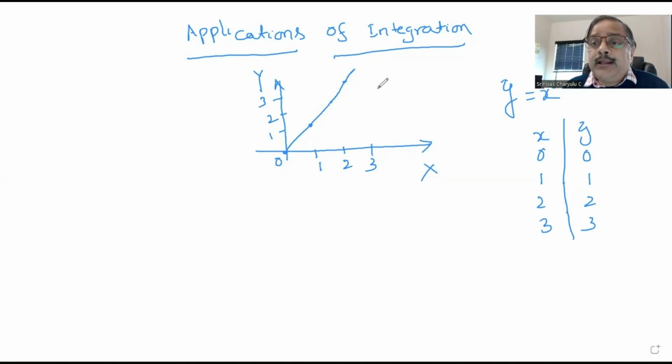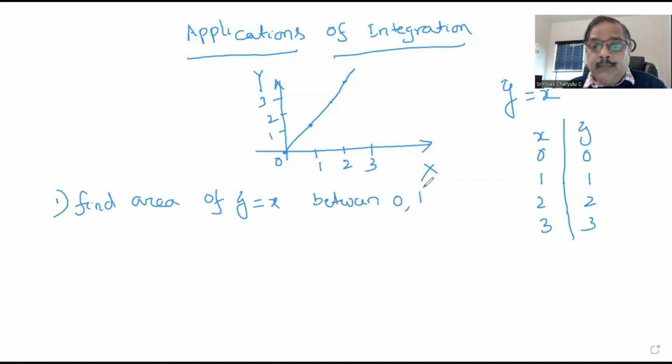Now I want to find the area under this curve, between let us say 0 and 1. I'm just writing down here: find the area of y is equal to x between 0 and 1. So 0 and 1 means x equal to 0 and x equal to 1. This is the interval. Within this interval, I am supposed to find the area.